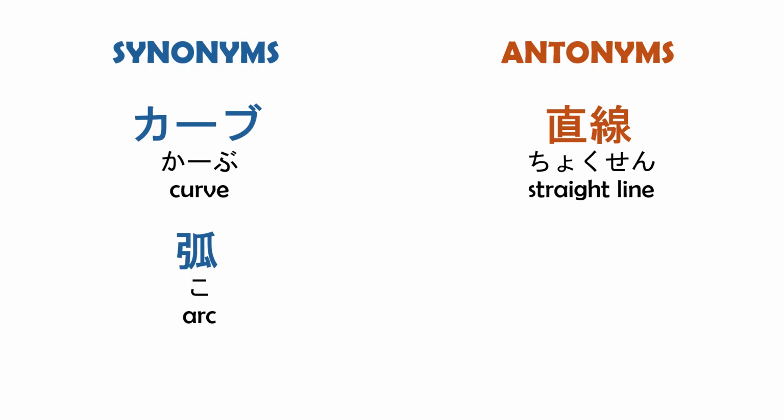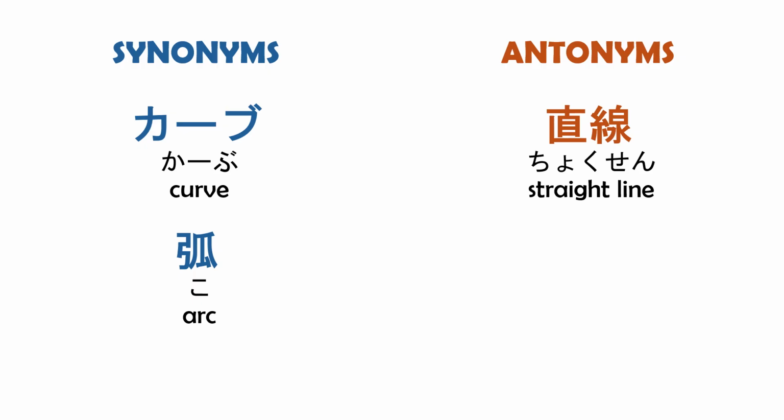Cob is casual and common for roads and shapes. Ko is a math or geometry term for a circle's part. Kyokusen is broader and works in math, design, and body shapes.